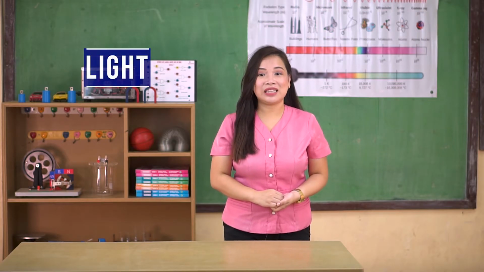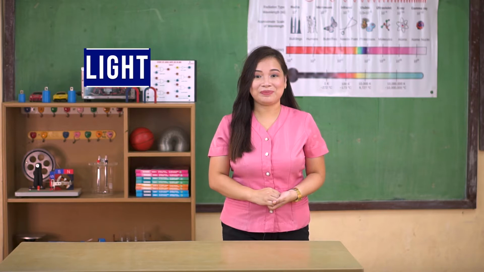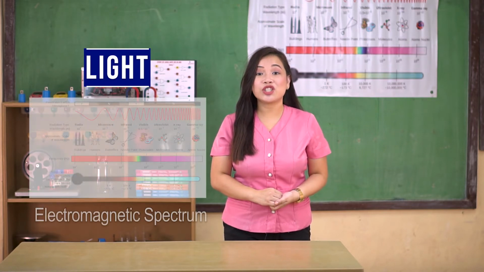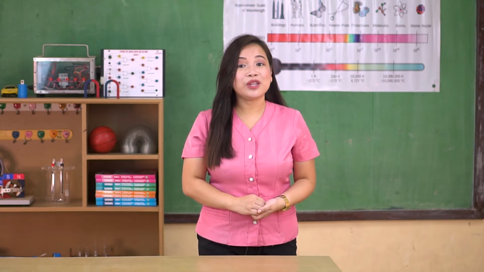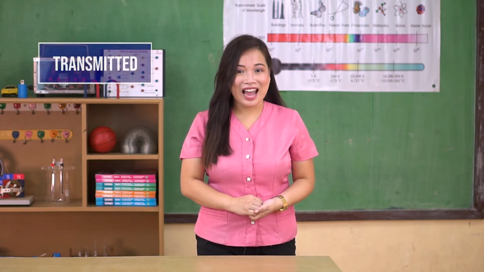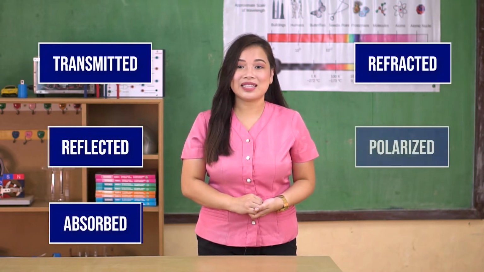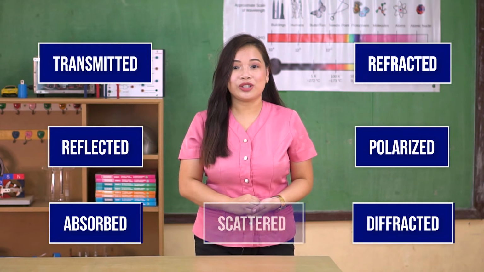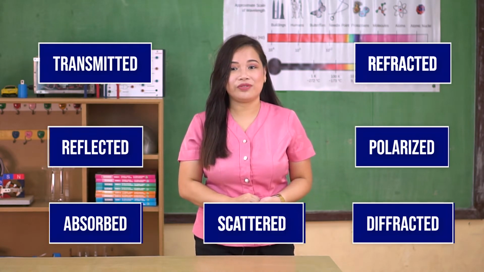Light is intimately involved with our daily lives. Many unique properties of light are extremely fascinating. Light waves across the electromagnetic spectrum behave in similar ways. When a light wave encounters an object, it is either transmitted, reflected, absorbed, refracted, polarized, diffracted, or scattered, depending on the composition of the object and the wavelength of the light.